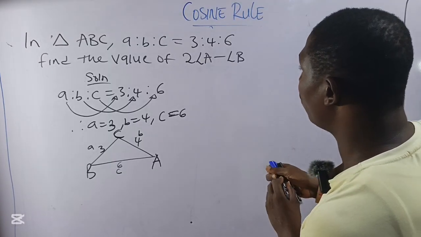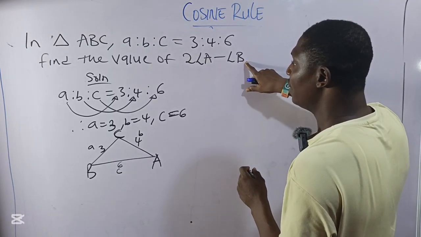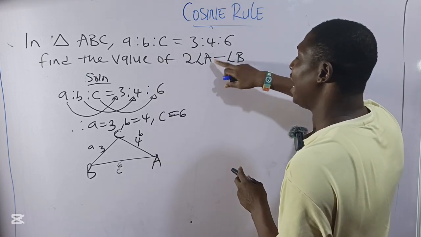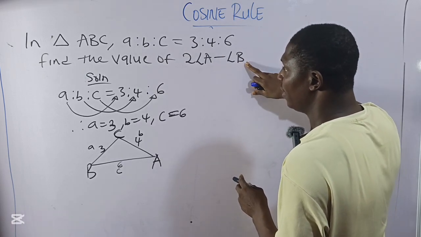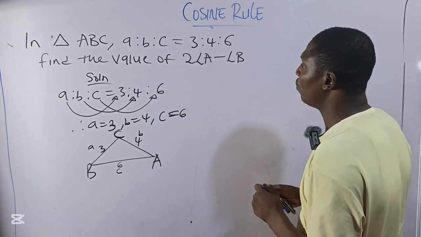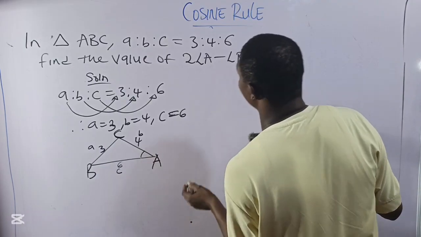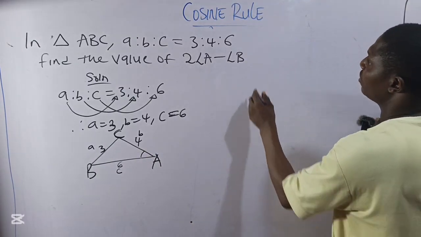Now, they said I should find 2 angle A minus angle B. I need to know angle A, and I need to know angle B as well. If I get my A, I'll multiply it by 2 and subtract angle B. That's the solution to the problem. Now, how do I get my angle A? This is my angle A.